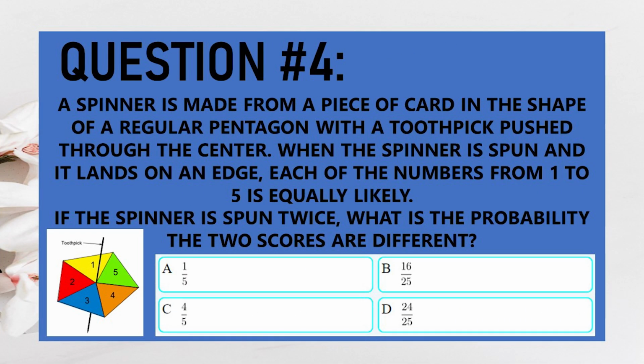Question number 4. A spinner is made from a piece of card in the shape of a regular pentagon with a toothpick pushed through in the center. When the spinner is spun and it lands on the edge, each of the numbers from 1 to 5 is equally likely. If the spinner is spun twice, what is the probability the two scores are different? Letter A, 1/5. Letter B, 16 over 25. Letter C, 4 over 5. Or letter D, 24 over 25.